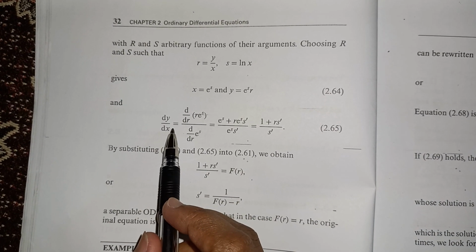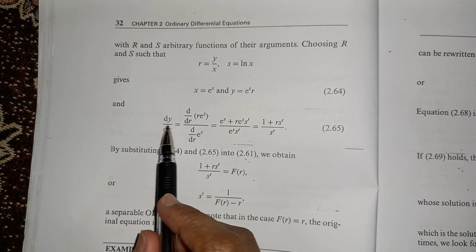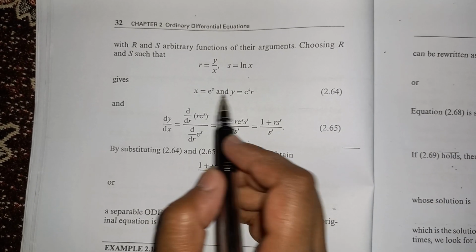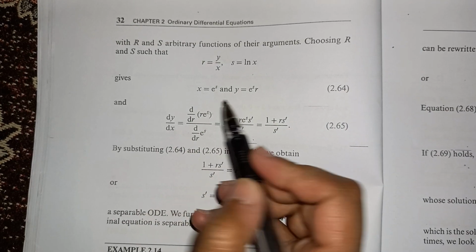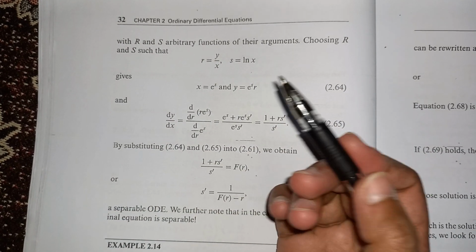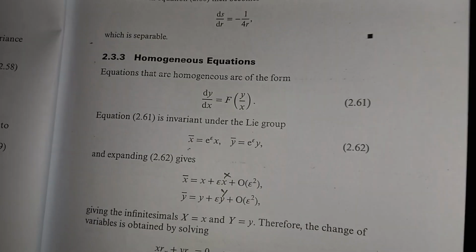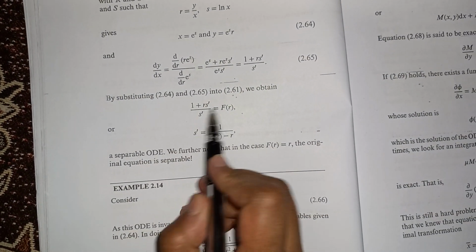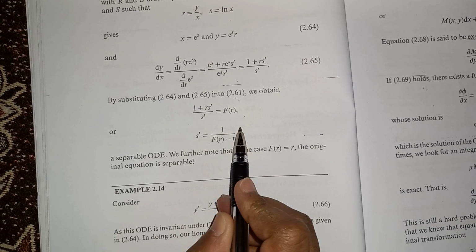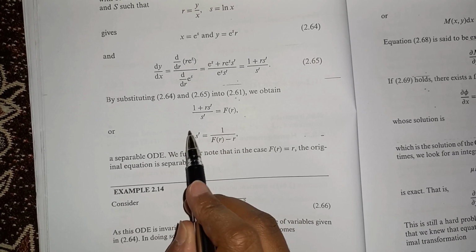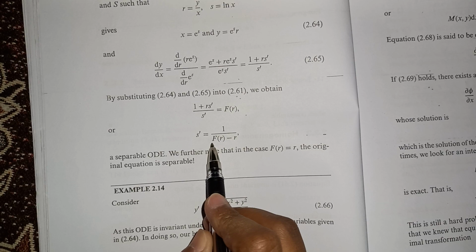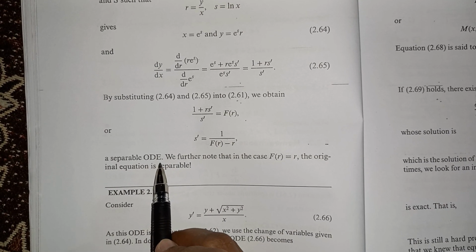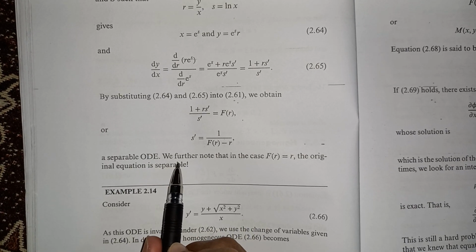Now simply you will take the differential, because you want to find the value of dy by dx, as your next task is to use these values in your original equation, that was equation number 2.61. After simplifying it further, you will get the value of s prime, or you can say ds by dr, that is equal to 1 by f of r minus r, and this is the separable ordinary differential equation, and you can easily solve it.